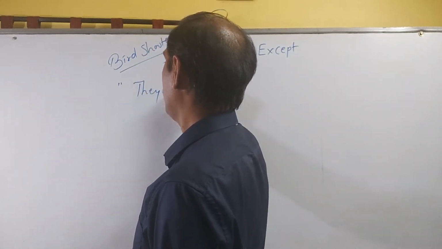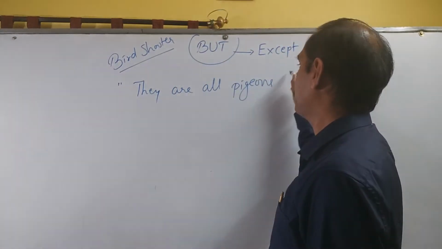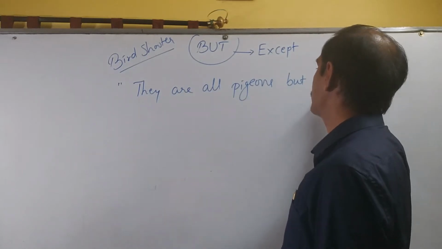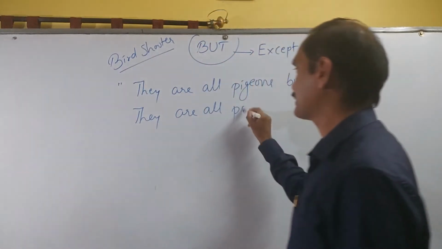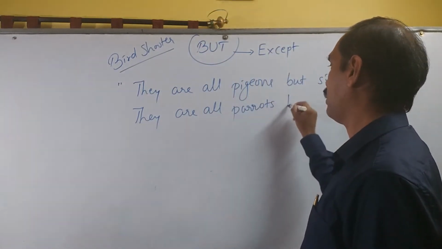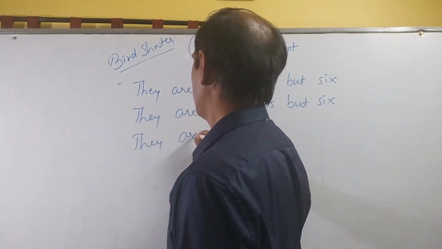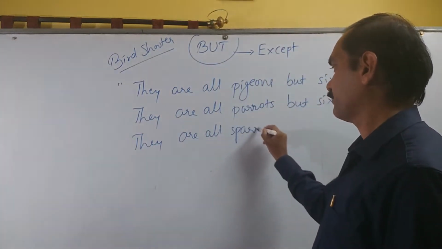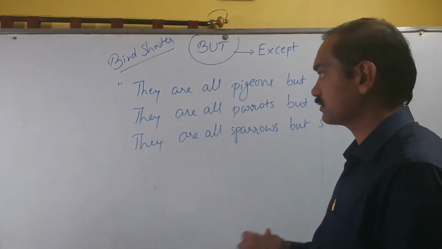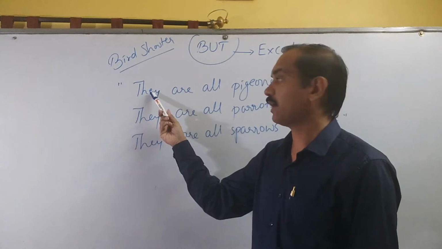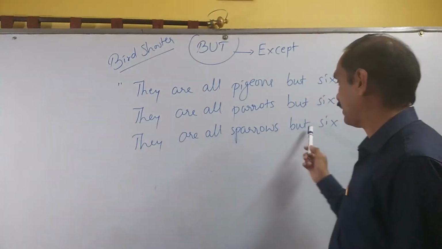They are all pigeons, but 6. They are all parrots, but 6. They are all sparrows, but 6. So he replied like this: they are all pigeons but 6, they are all parrots but 6, they are all sparrows but 6.